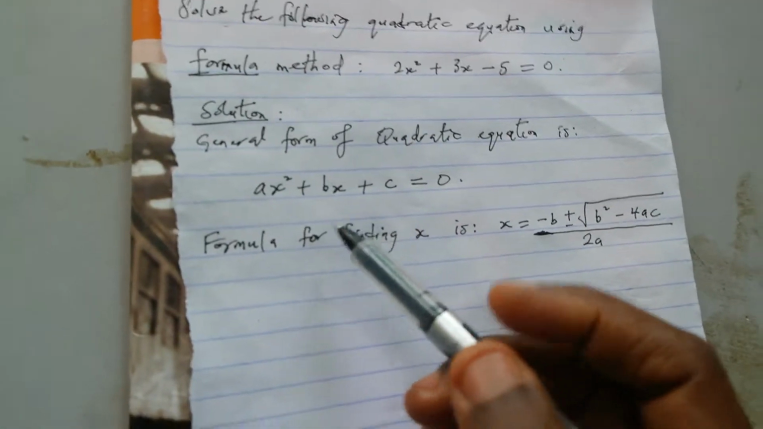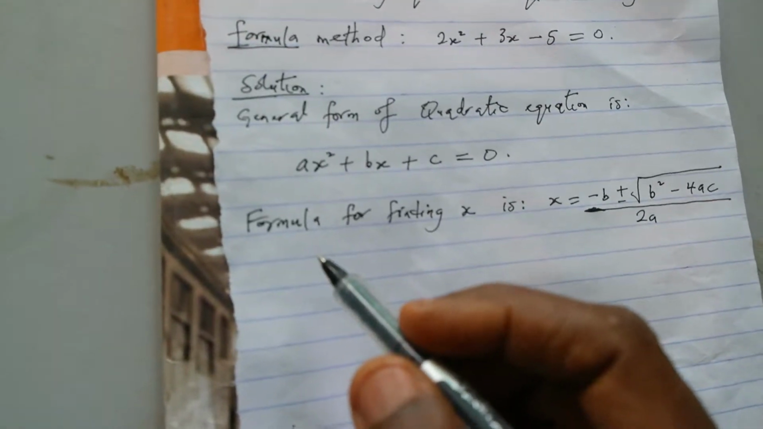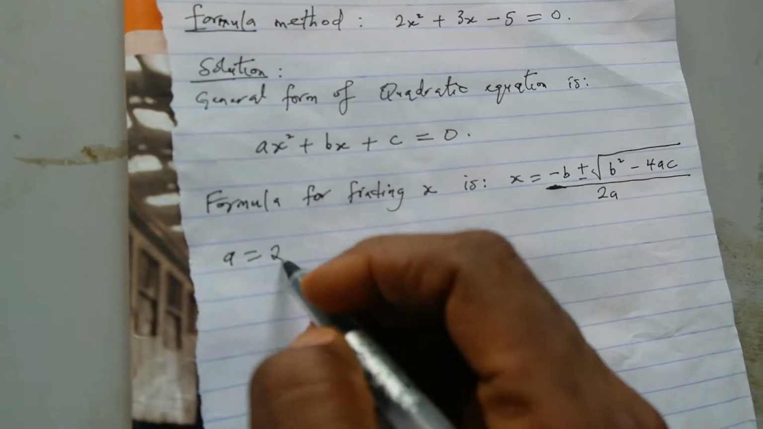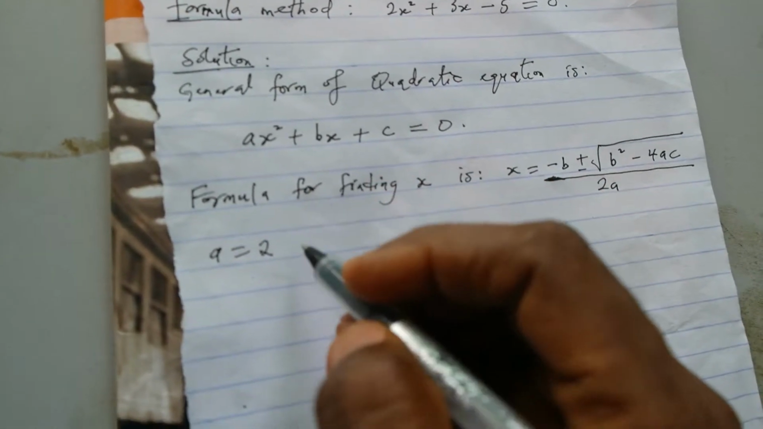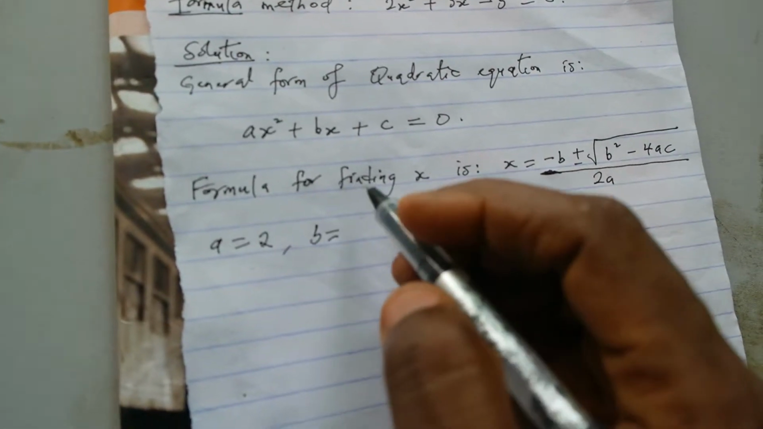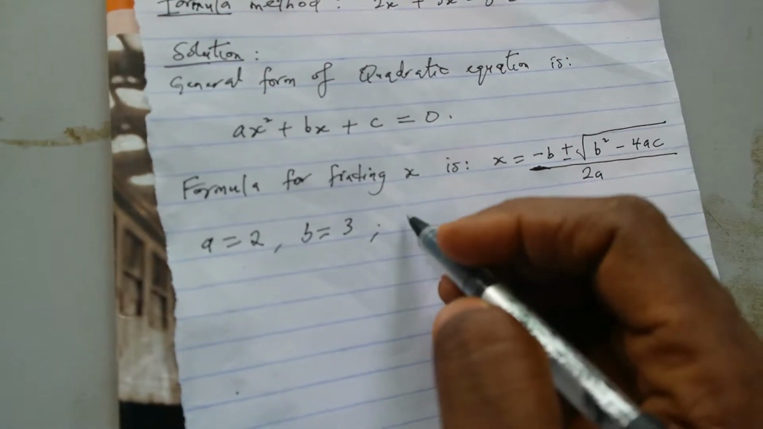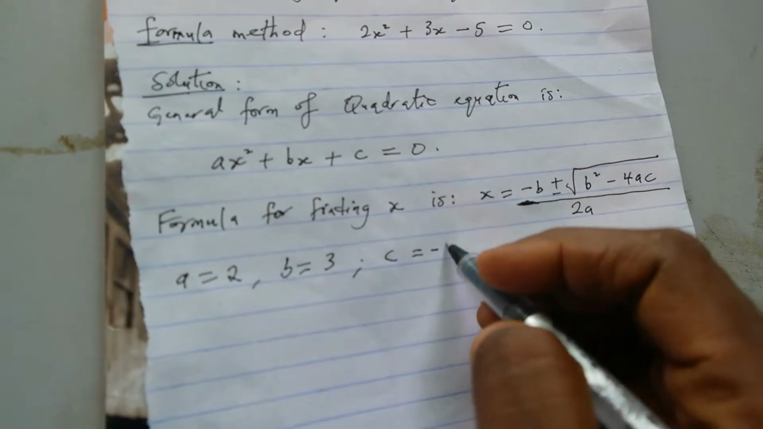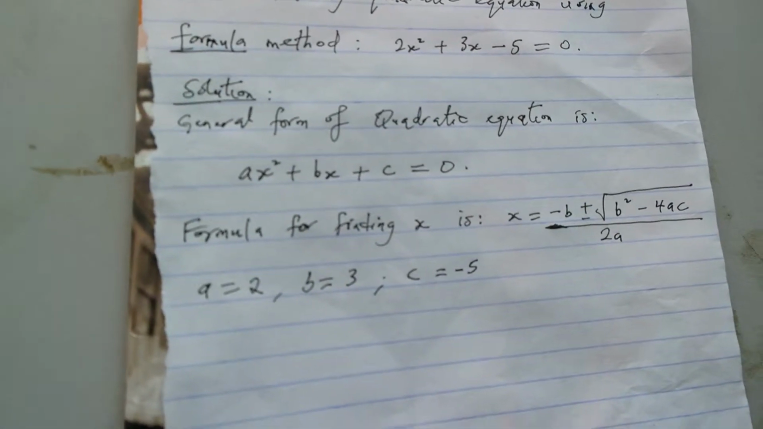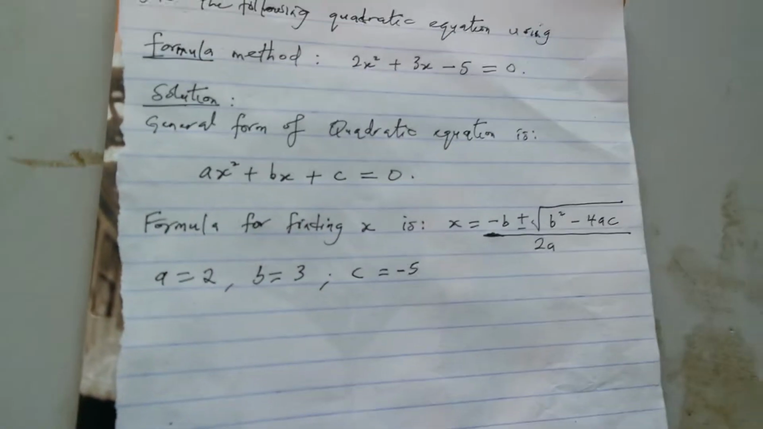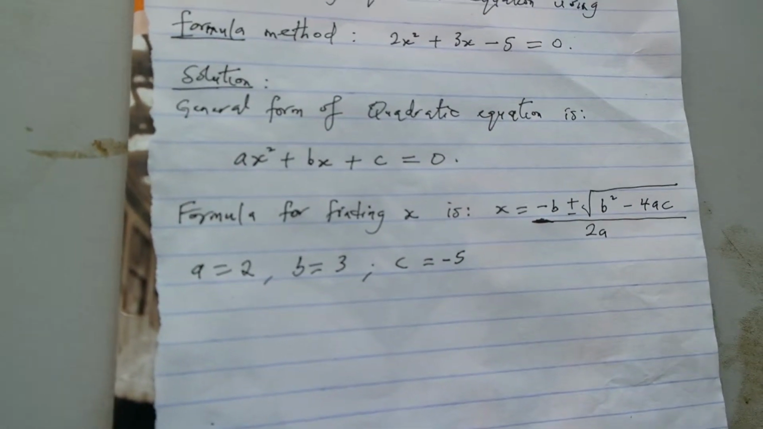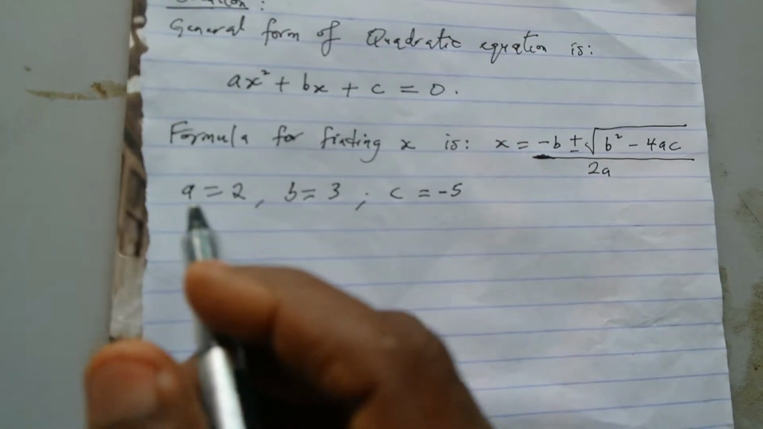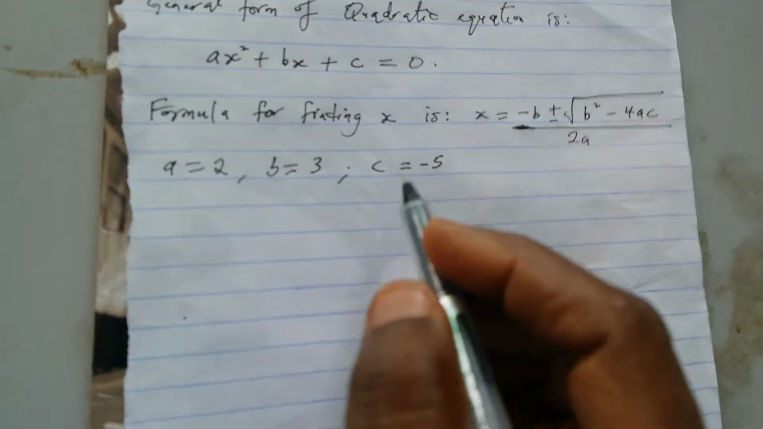So comparing the coefficients, we discover that a is equal to 2, b is equal to 3, and c is equal to minus 5. So when you compare the given equation with the general form of quadratic equation, we have a to be 2, b is 3, and c is minus 5.